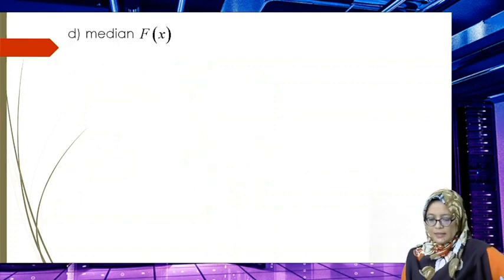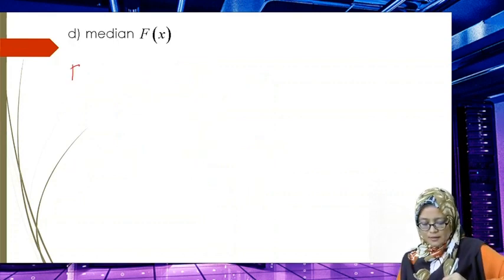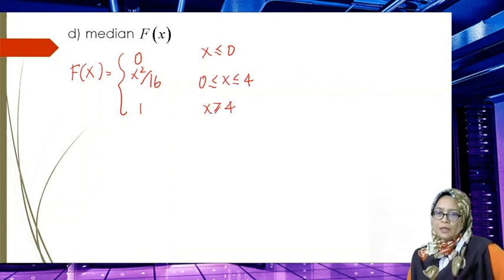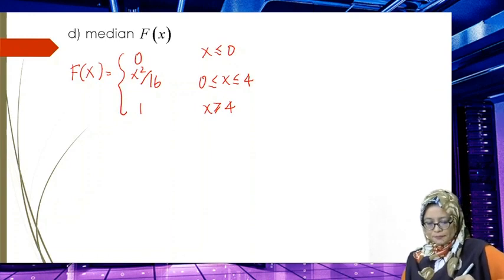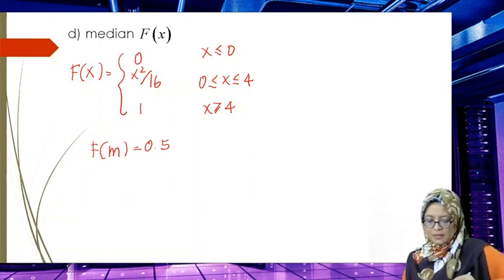Okay, so then kita nak cari median. Okay, F besar tadi: 0, 1, sini x square over 16, sini x less than 0, 0 until 4, so ini x greater than or equal 4. Okay, so median FM equal to 0.5. Sekarang ni kita nak cari median daripada nilai kumulatif. Kita tahu median is 0.5 sebab sini 0, sini 1.